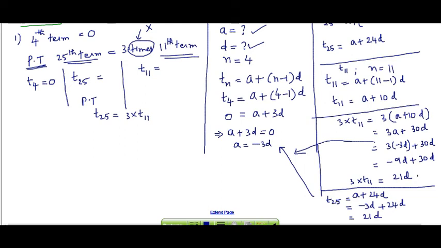Aren't they the same? See, this and this match. So then I have to write LHS equals RHS, hence proved. Understood?